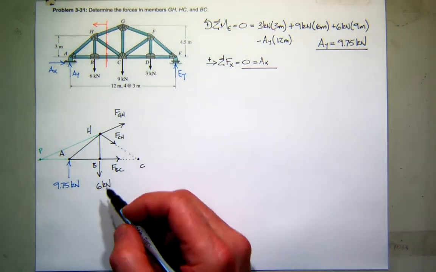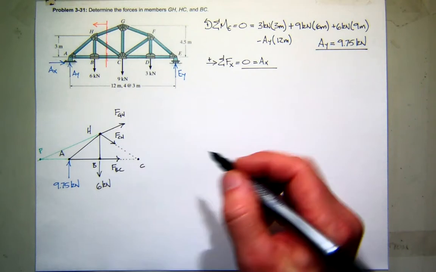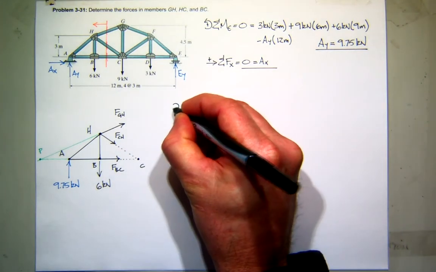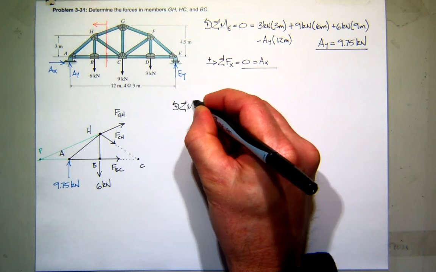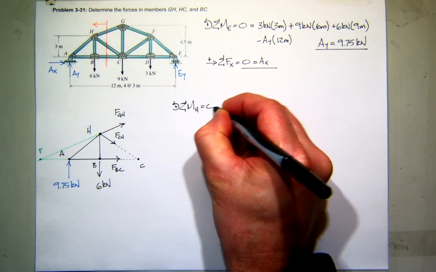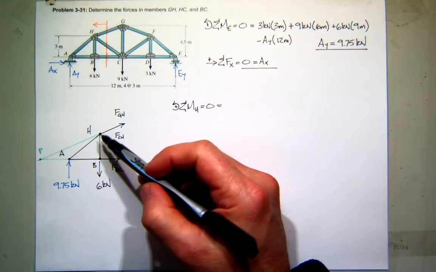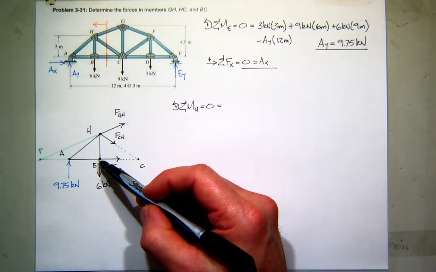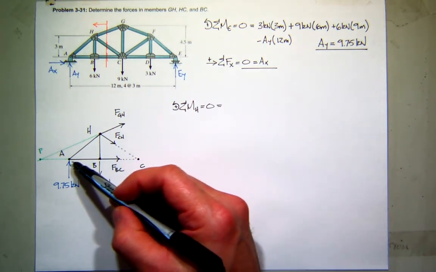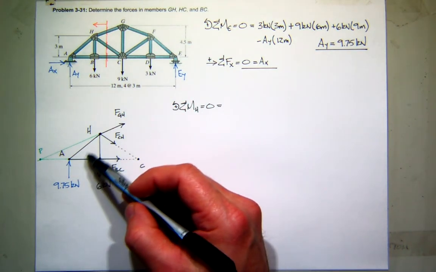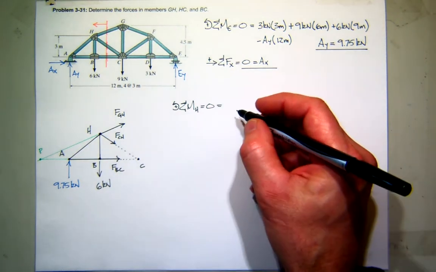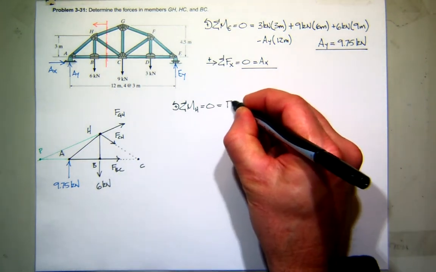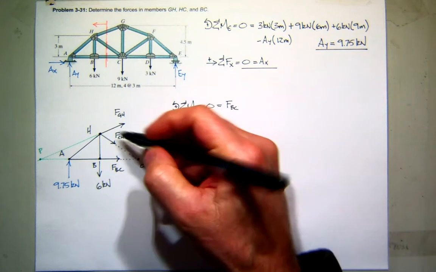So let's sum moments at H. We identified that one first. So again, using right-hand rule, I'm going to sum moments about H. When I do that, the only force left is BC. What moment does BC create about H? Positive or negative? Positive. So I'll have the force BC times this distance.